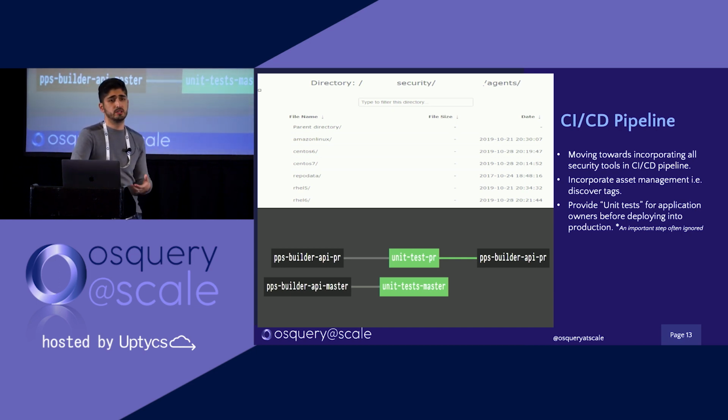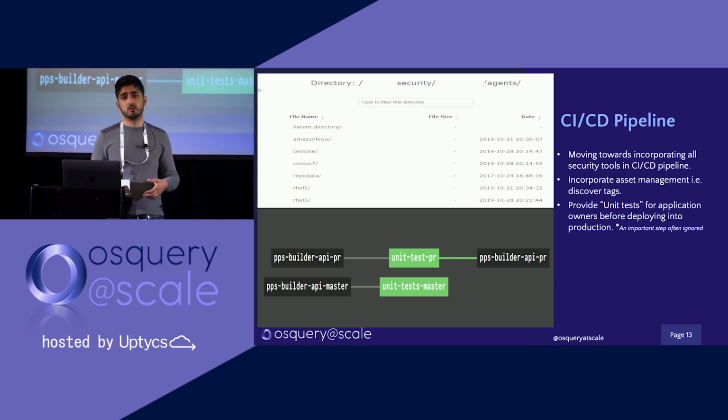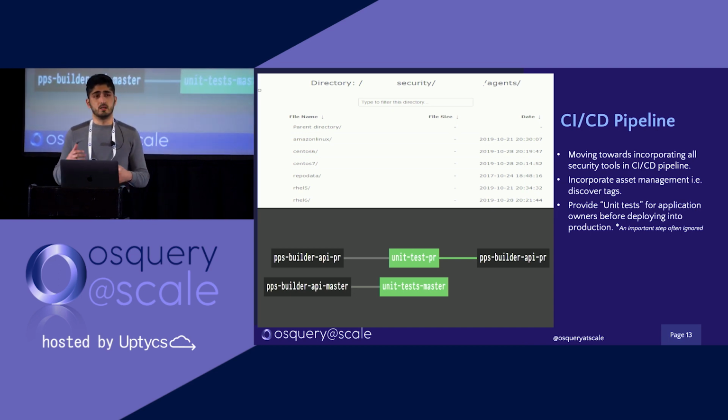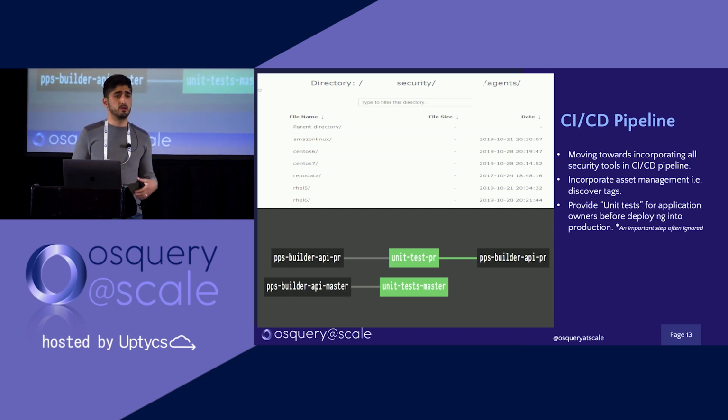And also, what we do is that, with agent install, we provide playbooks. So Comcast is a big Ansible shop. So what we have is that we have a few Ansible roles defined for agent deployment as part of the CI/CD.